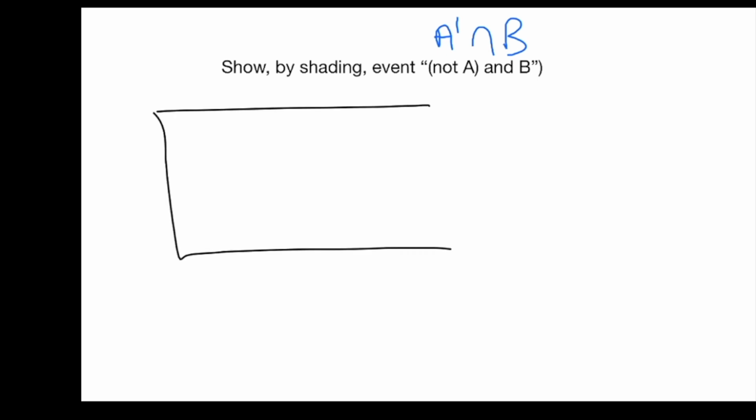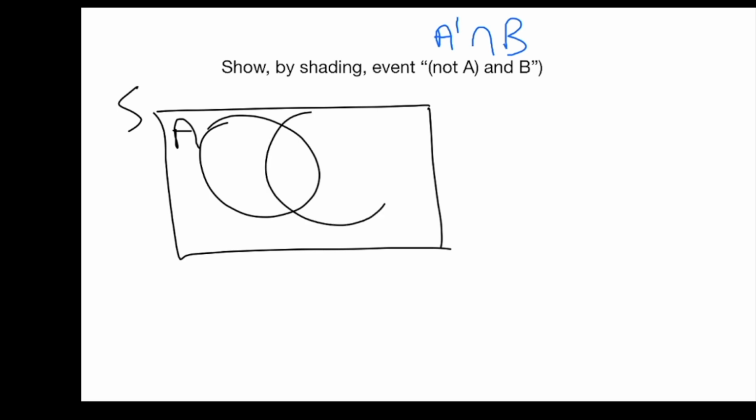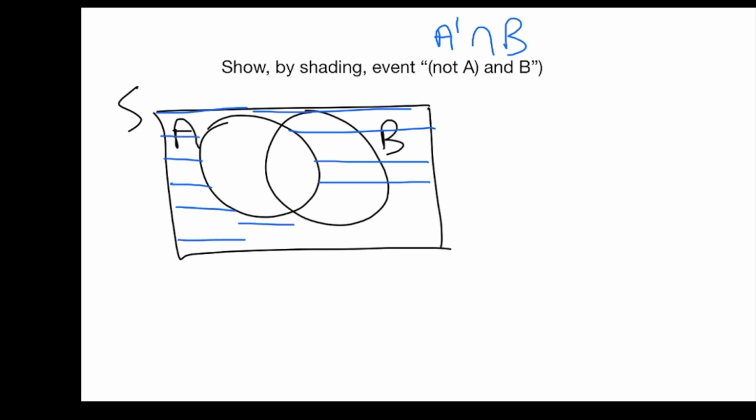You draw your sample space. You're going to draw event A. Do not draw event A complement. A complement means outside A, so draw A so that you can identify outside A. And then another event B. Then A complement, not A. Not A means everything that is not in A. So what is not in A? I'm going to use blue to shade everything that is not in A. So I'm shading outside A. All right, so that is not in A.